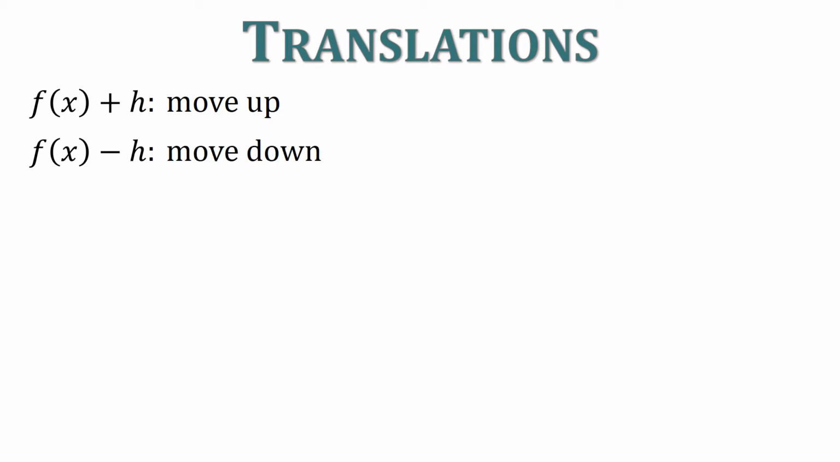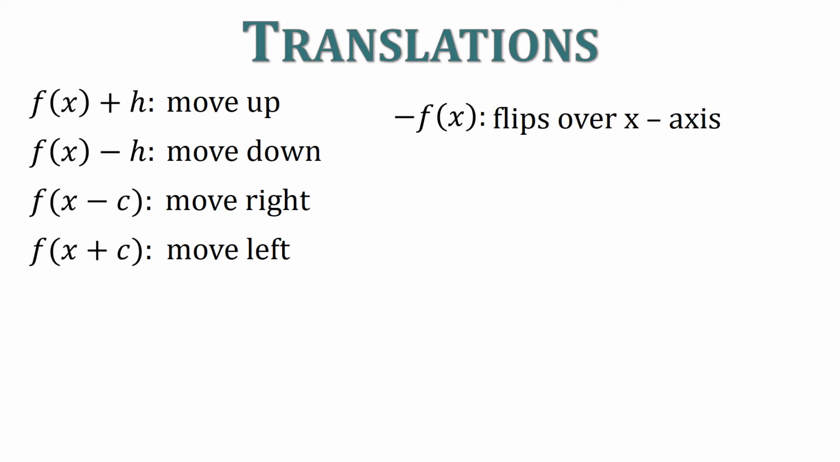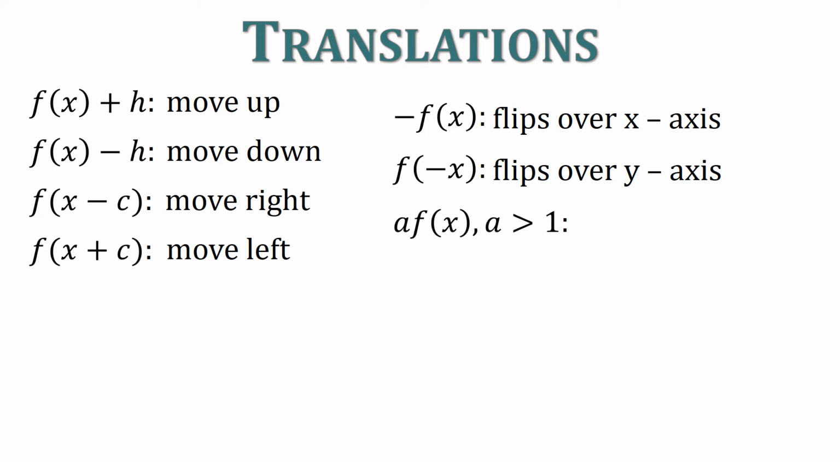So let's review our translations that we learned in Unit 1. Anytime that we add something to the outside of the function, that means we're going to move up. Anytime we subtract something from the outside of the function, we're going to move down. If we subtract on the inside, remember on the inside it's opposite, which means we're going to move to the right. Add on the inside, we're going to move to the left. A negative out front means we're going to reflect across the x-axis. A negative on the inside means we're going to reflect over the y-axis.